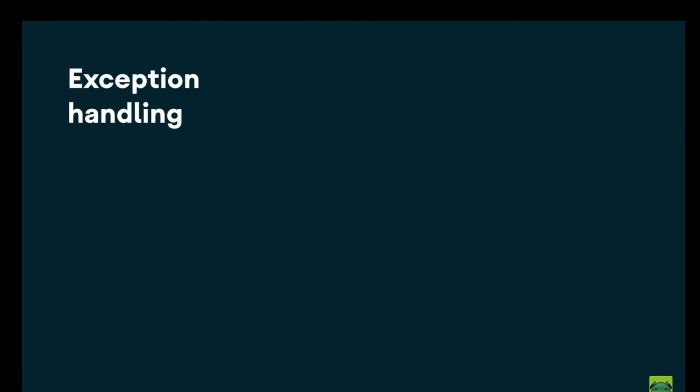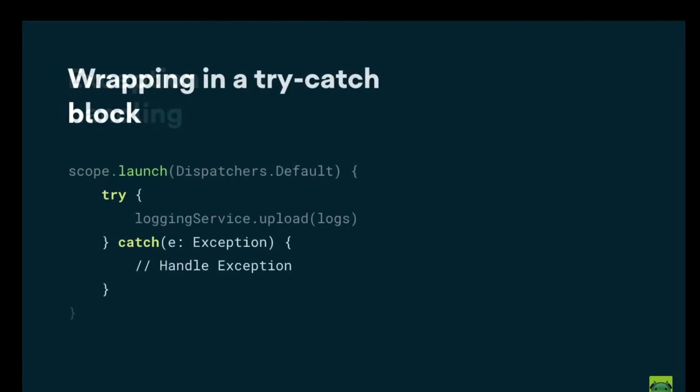So how can you handle those exceptions? Basically with a try catch. Here in our version of launch we had before, because the login service can throw an exception, you can wrap it inside a try catch, and that will handle the exception thrown by the login service.